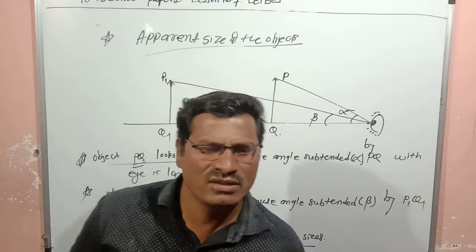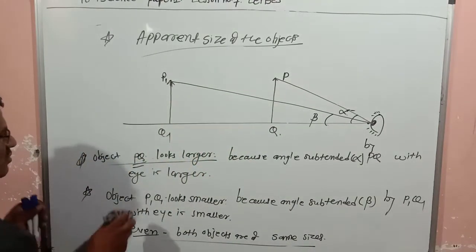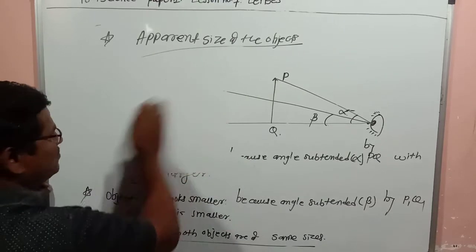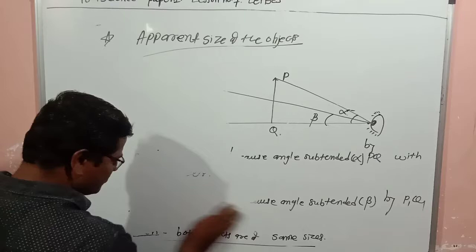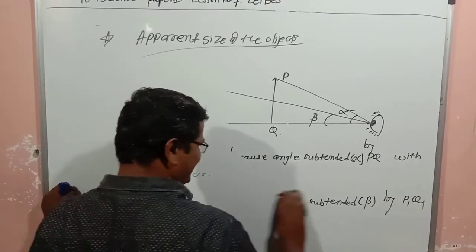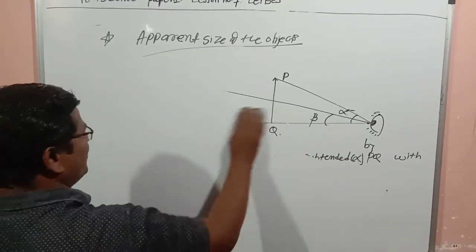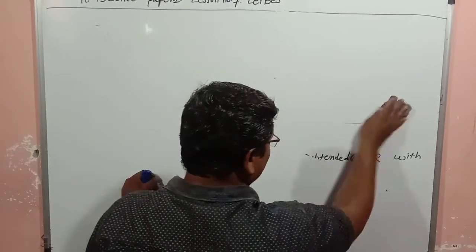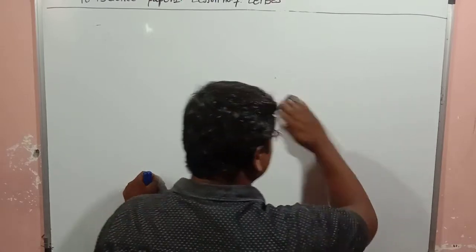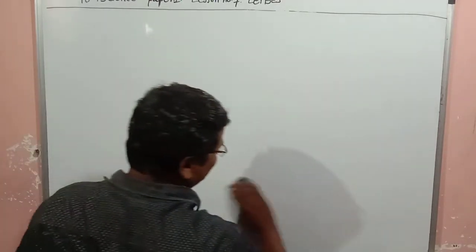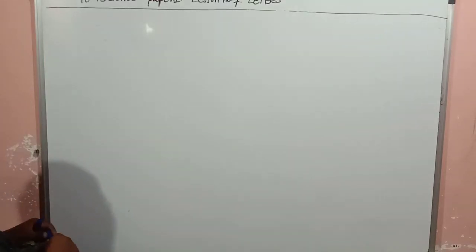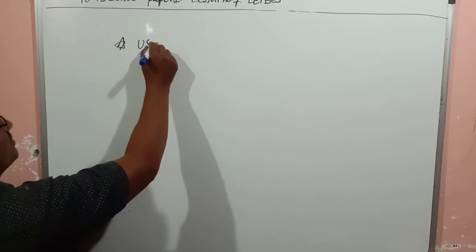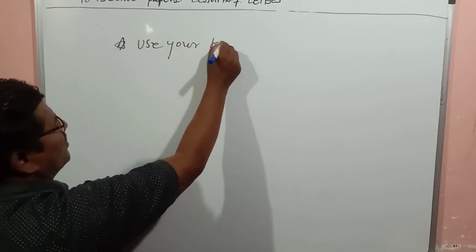The next point we are going to study is: use your brain power. So you have to think and give the answer. Can you recall such activities where you are getting extra information? Use your brain power.